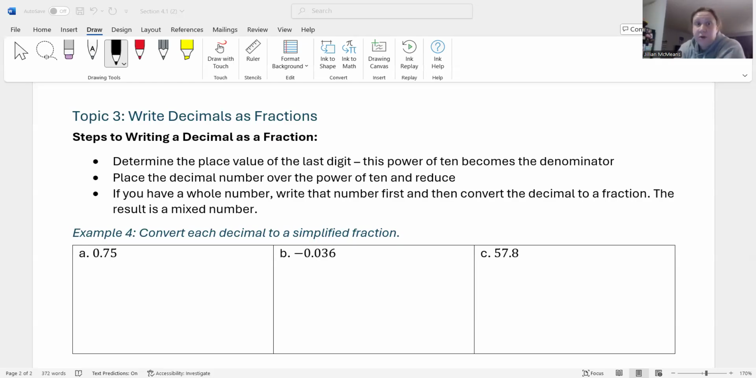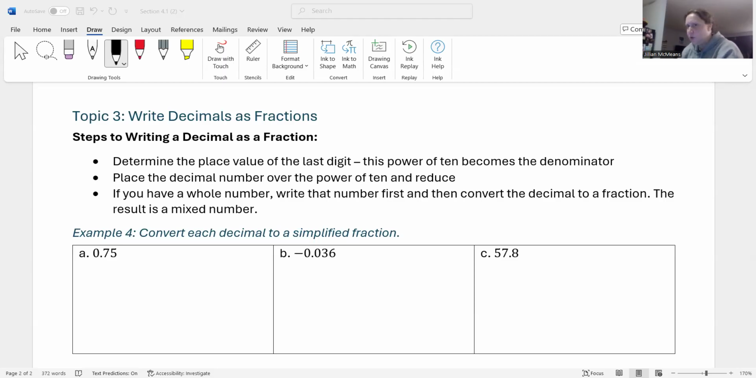Okay, for topic three, we're going to look at writing decimals as fractions. So we already know that decimals are just another way to represent part of a whole or a fractional number. Okay, so they're very similar to fractions in that regard. So it just so happens that every single fraction has a decimal equivalent. Okay, now there are decimals that do not have a fraction equivalent.